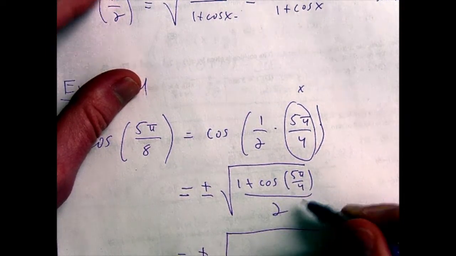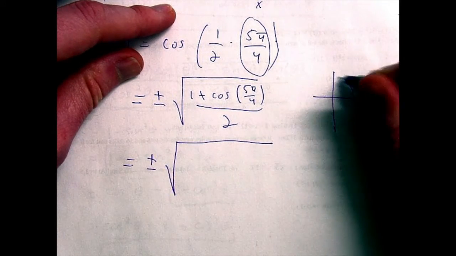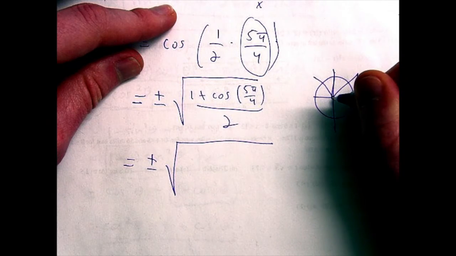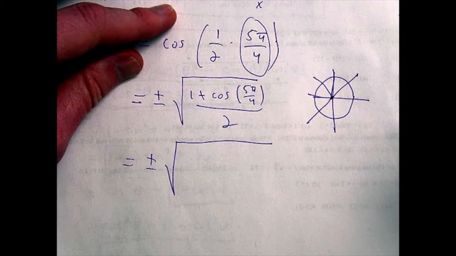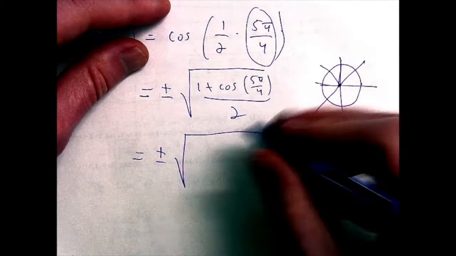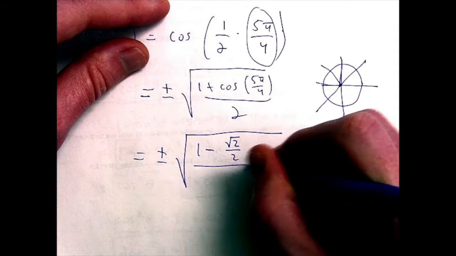And I can evaluate the cosine of 5 pi over 4. What is 5 pi over 4? Let me think about that. What quadrant is that in? Here's 1 pi over 4, 2 pi over 4, 3 pi over 4, 4 pi over 4, 5 pi over 4. It's down there, right? So cosine 5 pi over 4 is negative root 2 over 2. So this is going to be 1 minus root 2 over 2, all over 2.